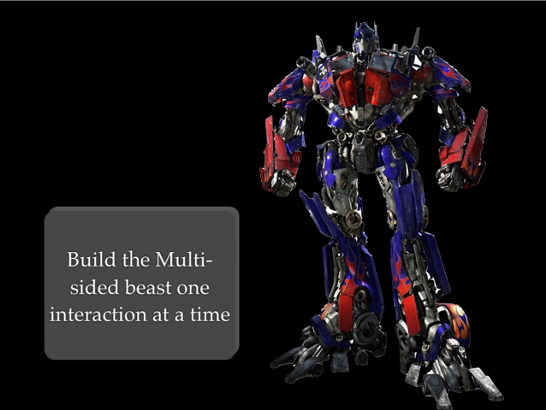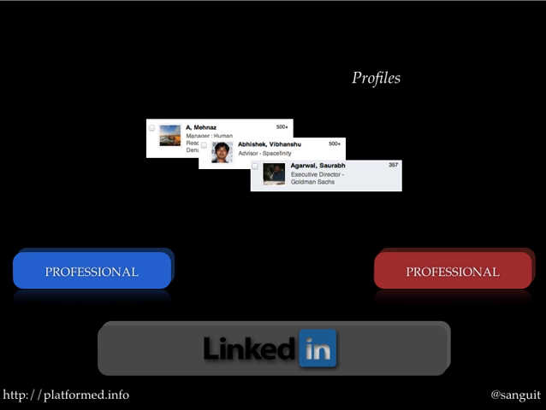Very often we think of building platforms one feature at a time or getting in one market at a time. But the key over here is to build it one interaction at a time. And let me give an example over here of a company that did this really well and had a great IPO and still does really well. So LinkedIn started by connecting professionals with professionals over their profiles. That was the seed. So that was the first interaction, and that helped LinkedIn get off the ground.